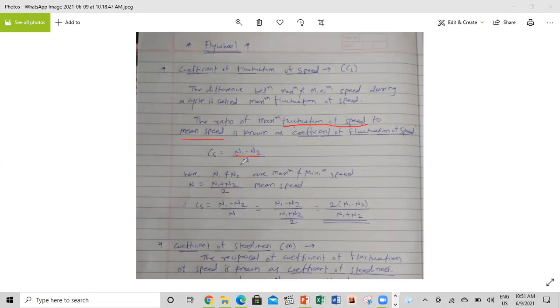Mean speed is denoted by capital N. The formula for mean speed is the average of the maximum and minimum speed. So N1 plus N2, the maximum speed plus the minimum speed, divided by 2, the average of both speeds, is equal to the mean speed. The formula for the coefficient of fluctuation of speed is N1 minus N2 divided by N. Okay, you got it?